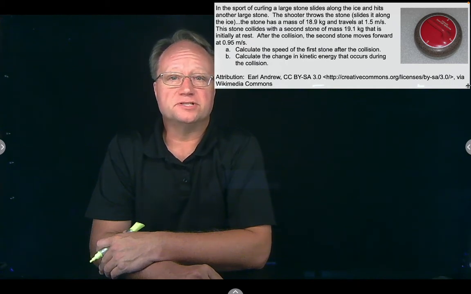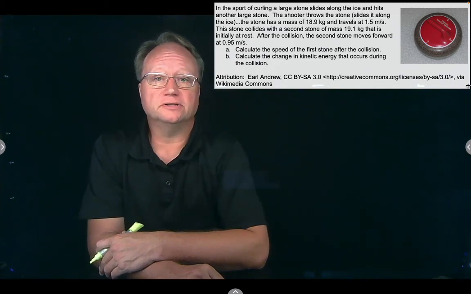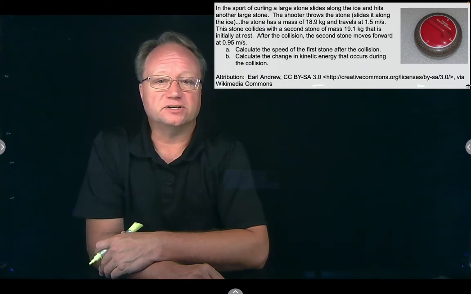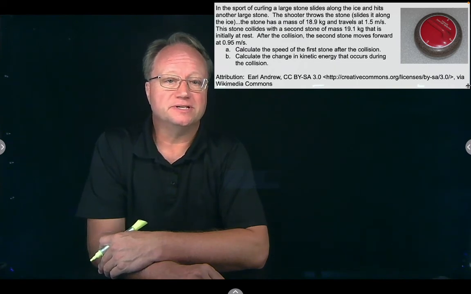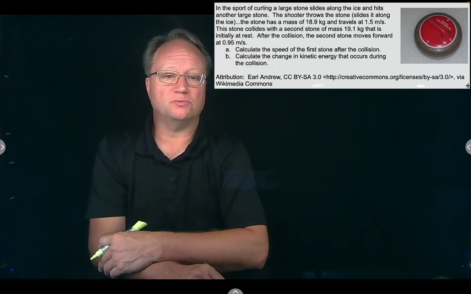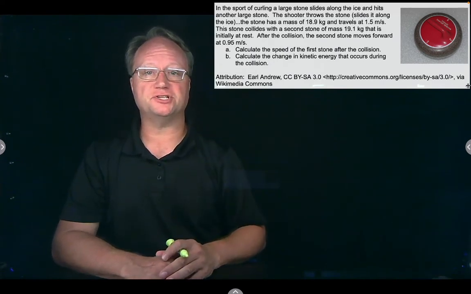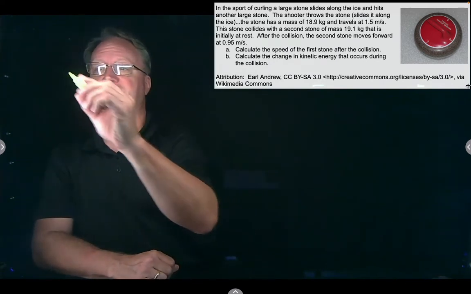Now let's consider a situation involving a collision. So we have the sport of curling. A large stone slides along the ice and hits another large stone. The shooter throws the initial stone, sliding it along the ice. It has a mass of 18.9 kilograms, traveling at 1.5 meters per second. So we're going to have a lot of given information here. Let's start diagramming and identifying.